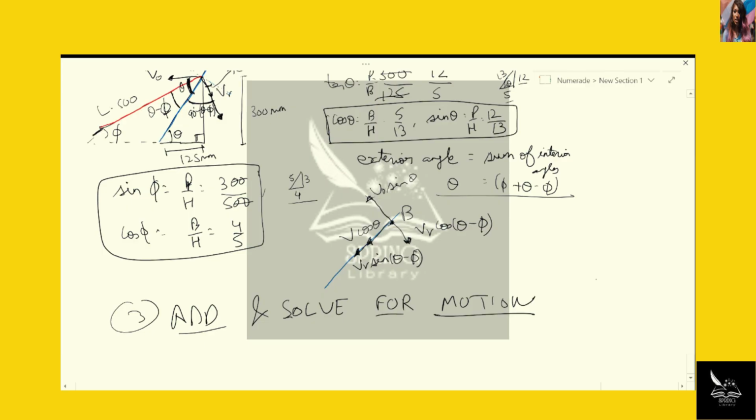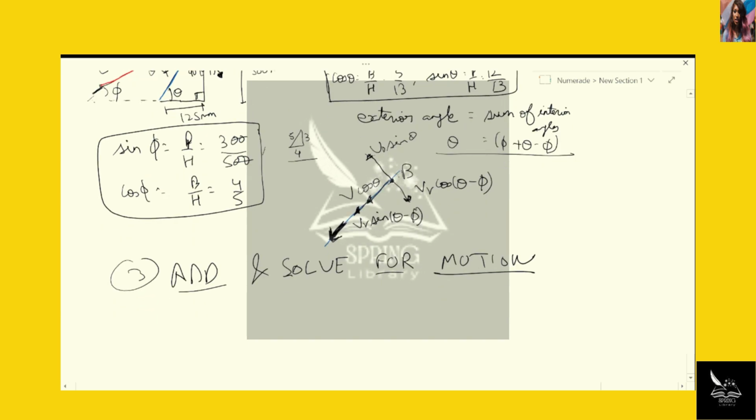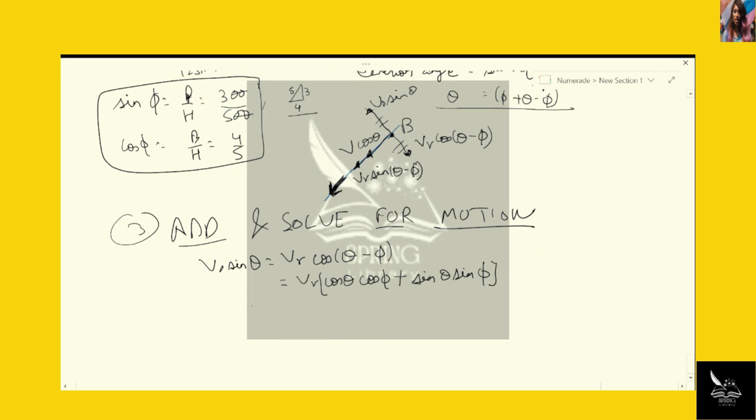So the motion is going to be along the blue line, so along this direction, because we know that the rod is going to slide along this direction. So these perpendicular components have to be equal. So V naught sine theta has to be VR cosine of theta minus phi. So what is cos of theta minus phi? It's cos theta cos phi plus sine theta sine phi. This is just a trigonometric identity, and we put down the numbers.